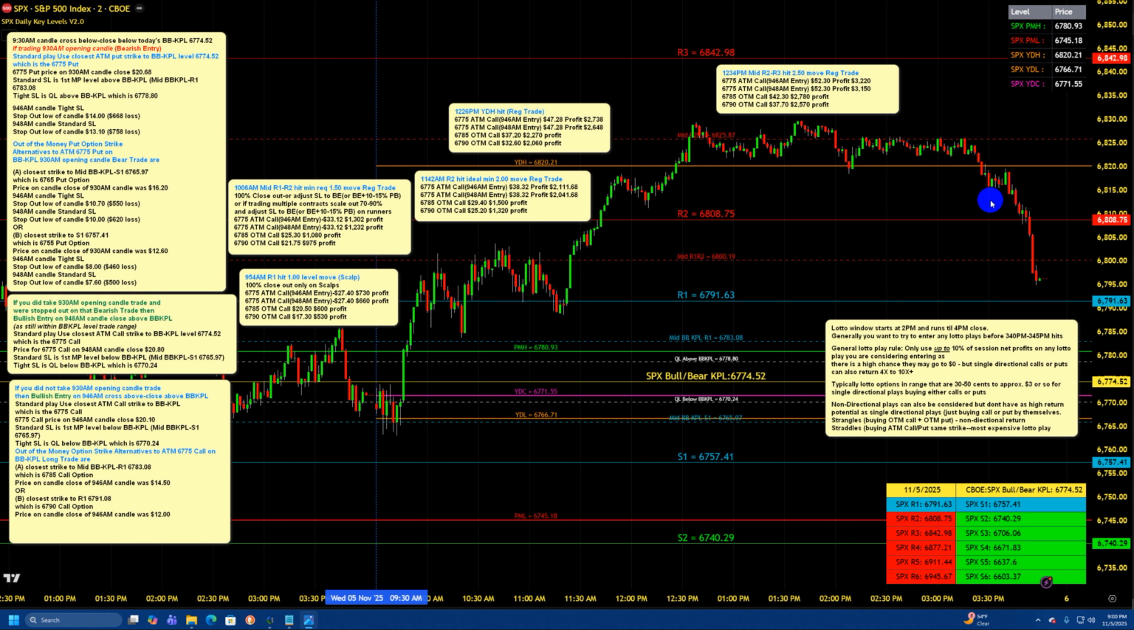Whereas strangles, you're doing an out of the money call and an out of the money put. So these will be less expensive than straddles. However, price needs to move more because they're out of the money. So this is still a non-directional play.